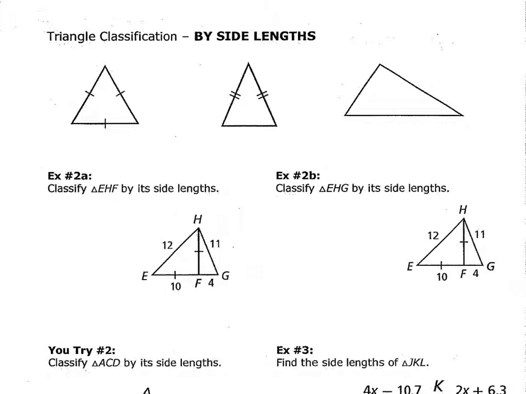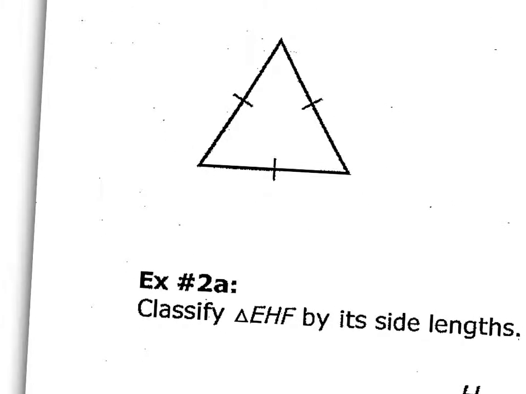Oh yeah. Okay, so we're going to learn about triangle side lengths here. The first type: if you have a triangle with three congruent sides, then you have an equilateral triangle.